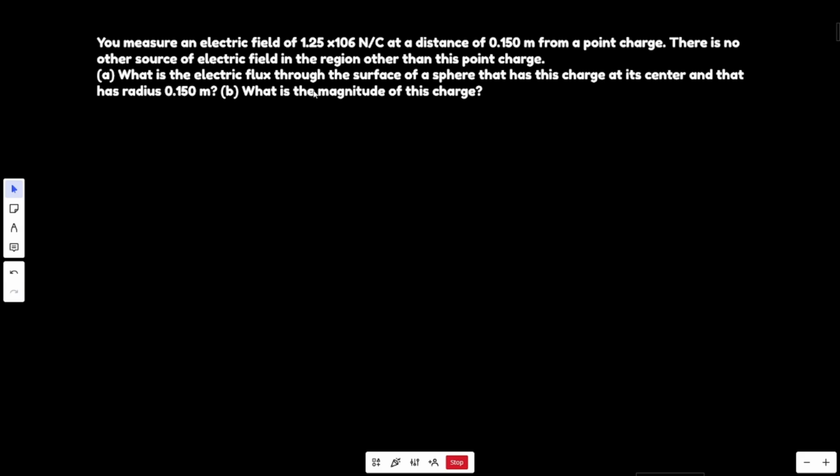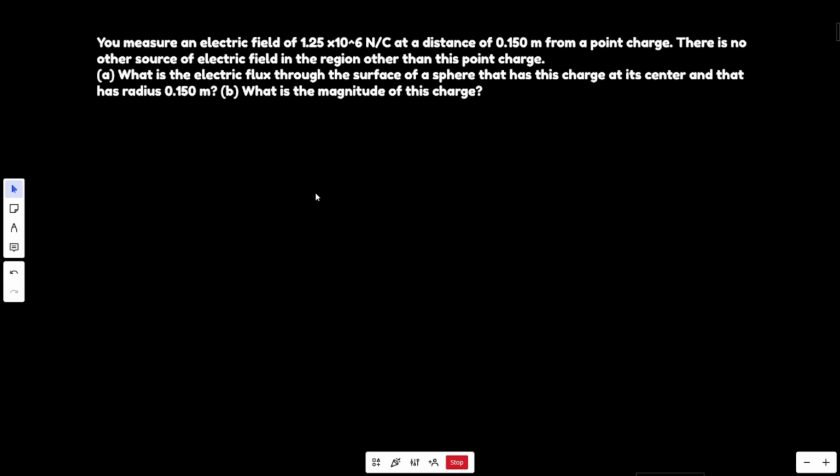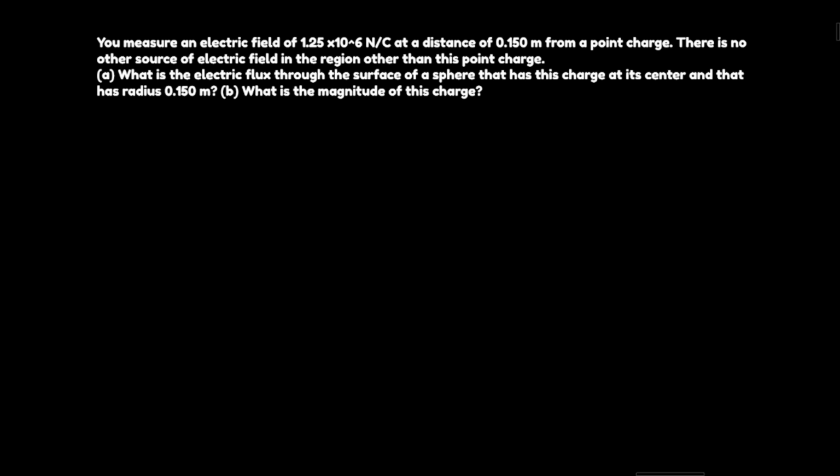So first, we have to read the question and understand it. So let's go. You measure an electric field of 1.25 times 10 to the power of 6 newtons per coulomb at a distance of 0.150 meters from a point charge. There is no other source of electric field in the region other than this point charge. What is the electric flux through the surface of a sphere that has this charge at its center and that has radius 0.150 meters, and what is the magnitude of this charge?